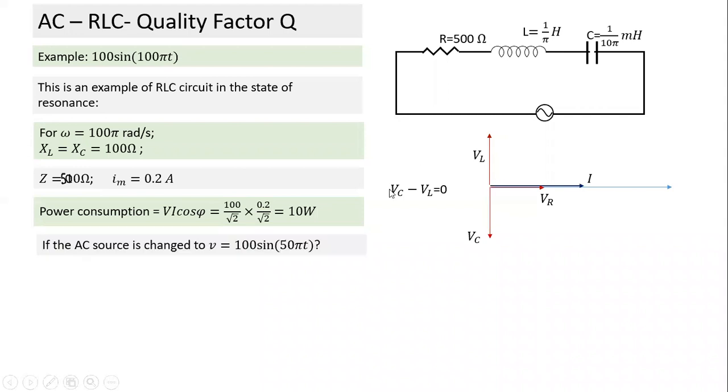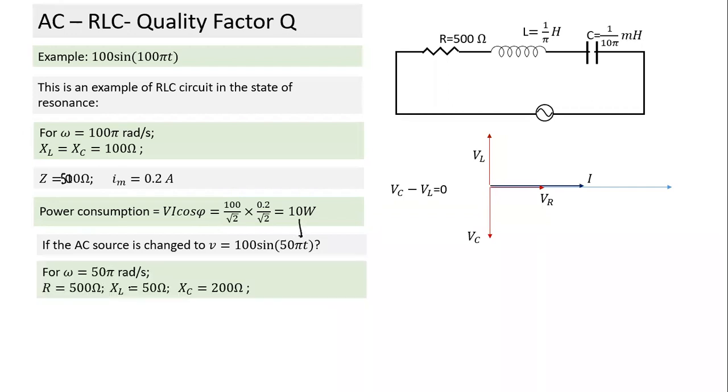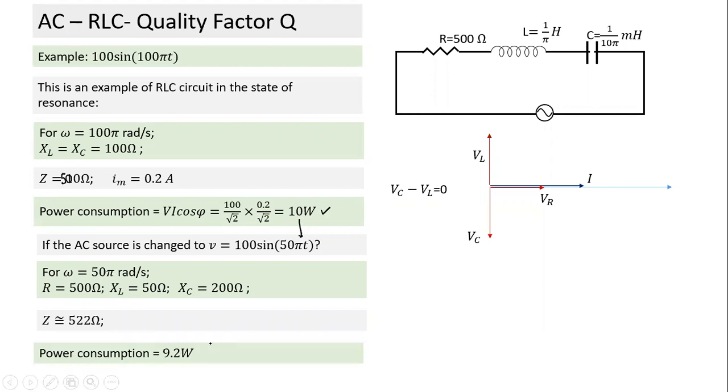If we do something similar, what we have done here also is make the frequency half. When we make the frequency half, those two terms will change. R will not change. XL and XC will change. And again, we calculate the value of impedance, and again we calculate power consumption. What we notice here is that the power consumption at resonance was 10 watts, and it drops to 9.2 watts here.